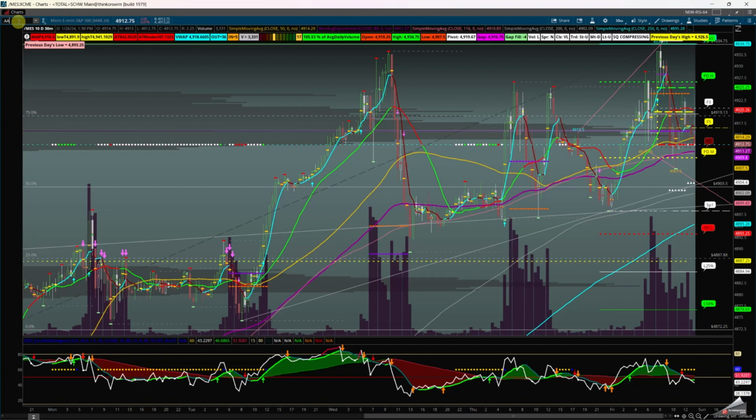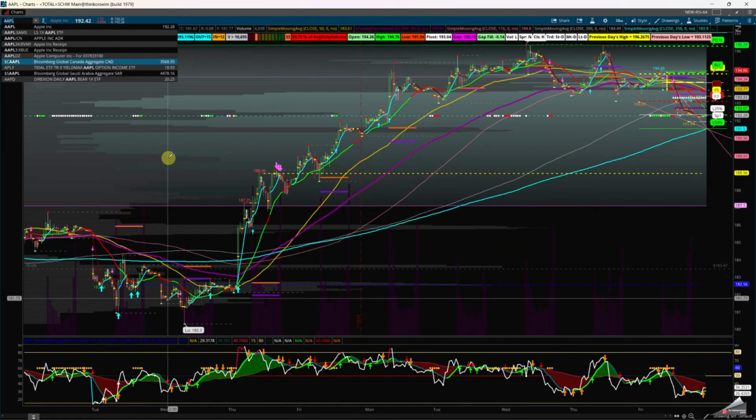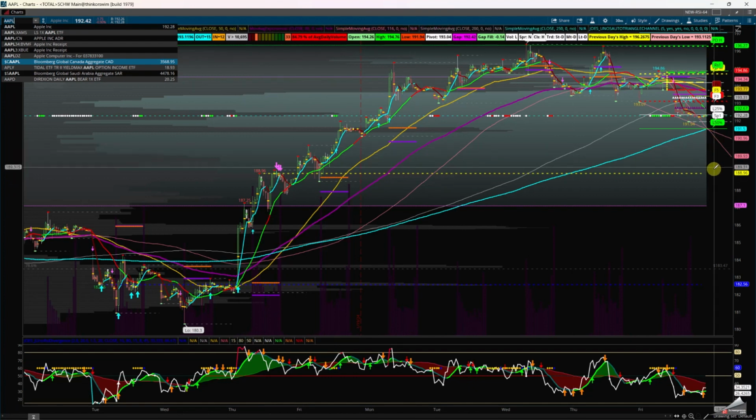I can give you an example in Apple. I can show you how Apple consolidated, broke out, created an M, fell further down. My most important thing is this control point right here and this POC. If I end up losing the 250 SMA, I'm looking for the value area low in this area where the consolidation happened before the breakout in Apple to see if it finds support or not.